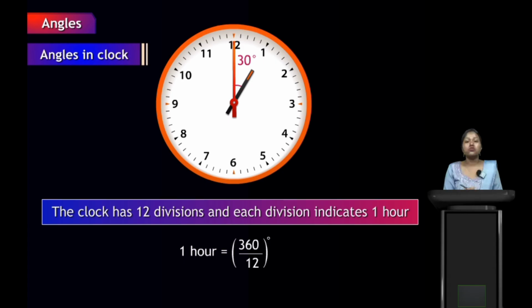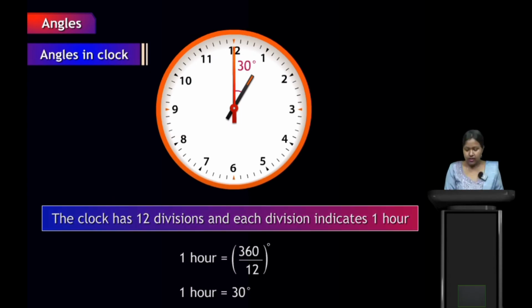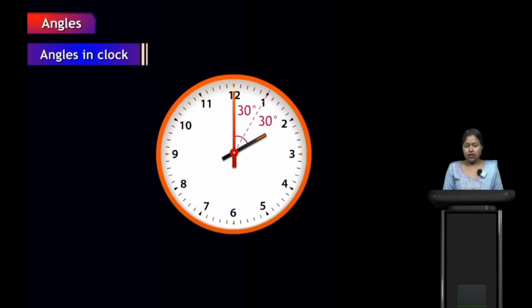360 divided by 12, because there are 12 divisions in total. So if you divide, in 1 hour, how many degrees is it rotating? Total 30 degrees. Okay. Now suppose we increase it, now suppose 2 hours. That time how many degrees?